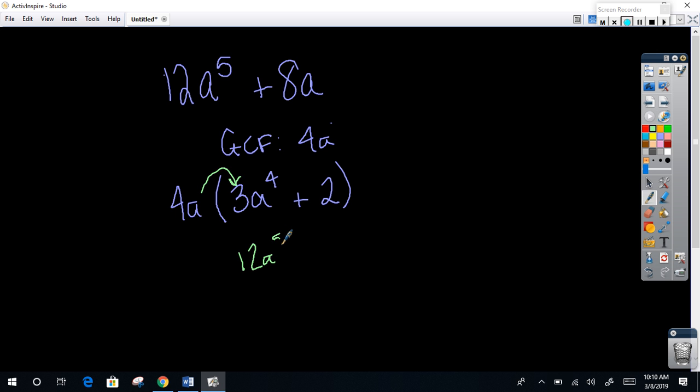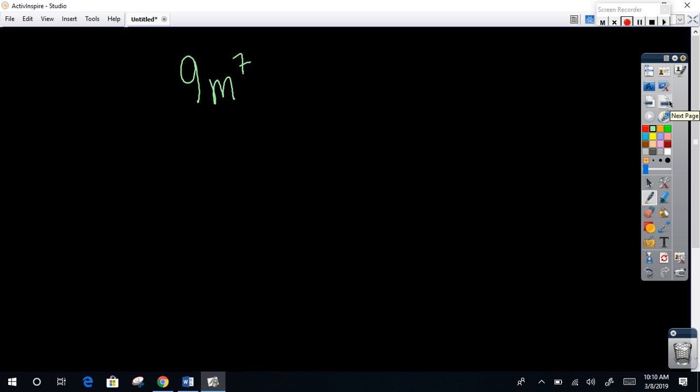12A to the 5th plus 8A. All right, 9M to the 7th minus 3M squared. Factor out the GCF. Tell me what you get. 3 what? Okay, now factor it out and see what you get.